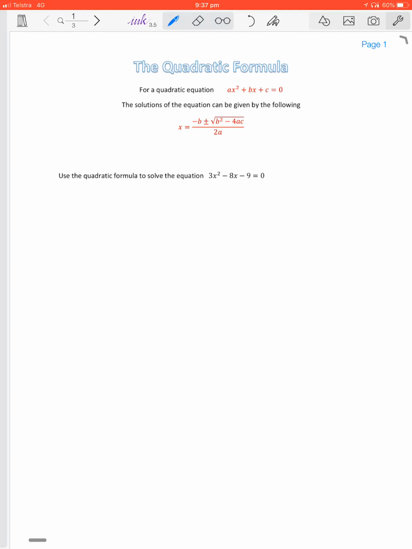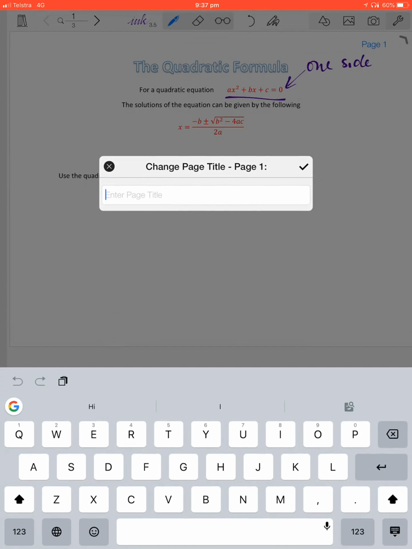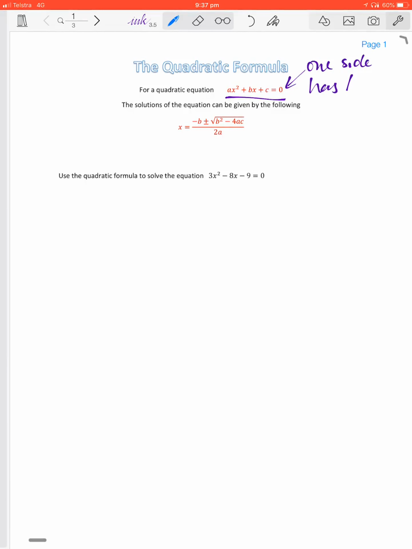So I've written here a quadratic equation. Whenever you want to solve an equation, one side has to equal 0. Okay, so from here, if I know that one side is 0, I've got ax squared plus bx plus c, we can use the quadratic formula to get my x values. So basically that means my solutions, or my roots, or my x-intercepts.